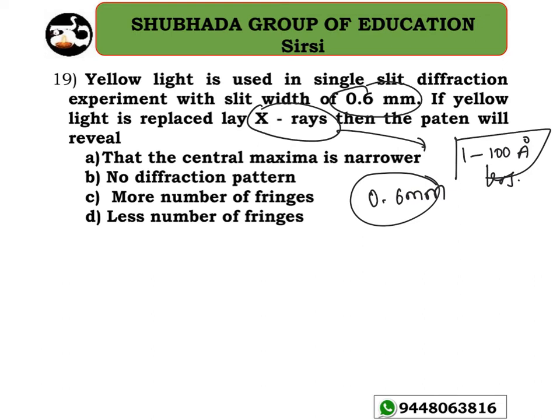So that's the reason why diffraction should be obtained when the slit width is of the order of the wavelength of electromagnetic wave. But it is very less. So that's the reason why we can say that no diffraction pattern will be observed. So option B is the right answer for this question.